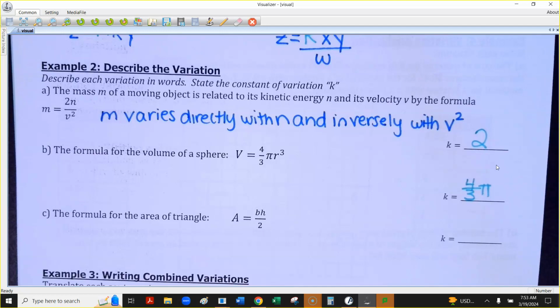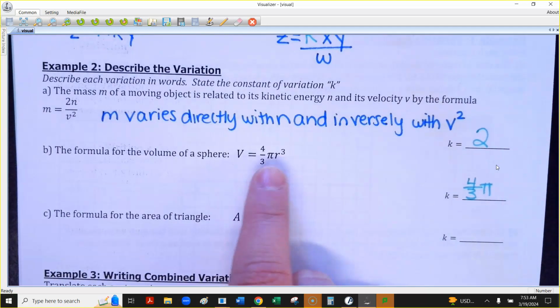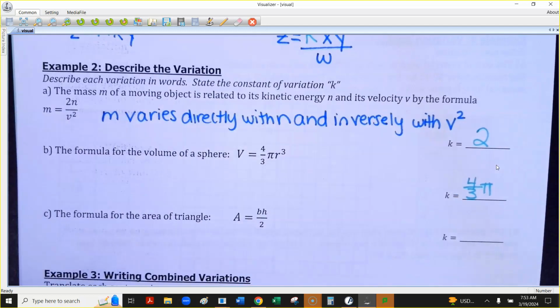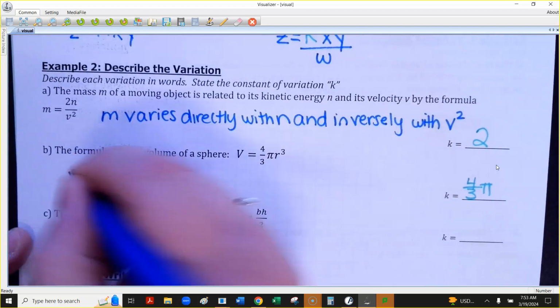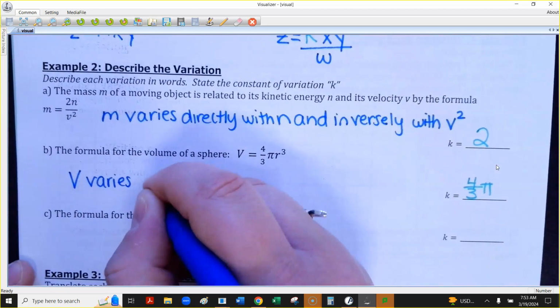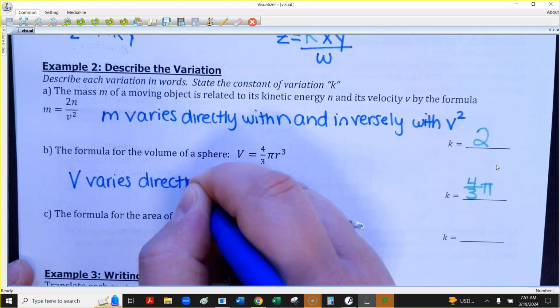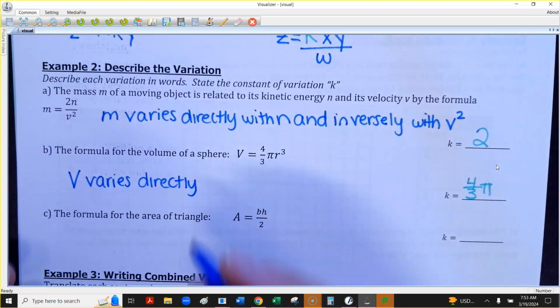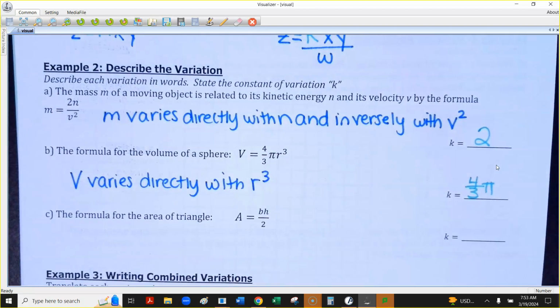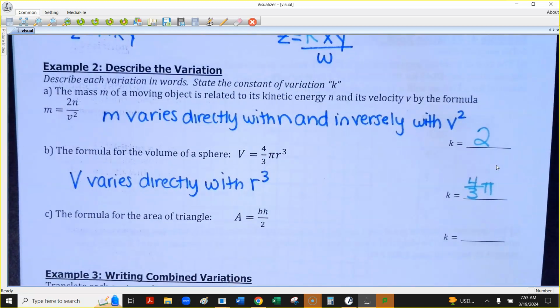But the 4/3 and the pi are both the K value. That's constant every time. And so this, I know this is a little weird, but this is actually just a direct relationship because you only have one variable over here on the right side. You just have the radius. So to do this, I would just say volume, or just v, varies. And we'll just say directly, because we only have one variable being multiplied by that 4/3 pi, with your radius cubed. I'm just going to write r cubed. That's all you have to do.